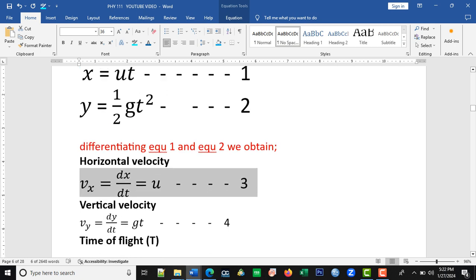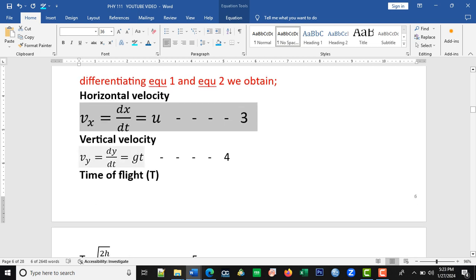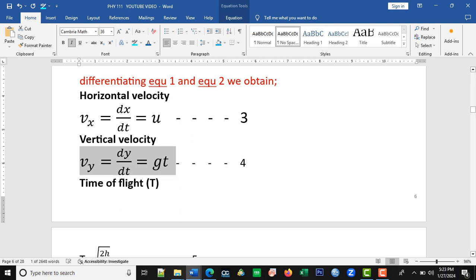And then if we do the same thing to y, finding the first derivative of 1/2 gt squared would give us the vertical velocity, which is gt. You can as well try that.